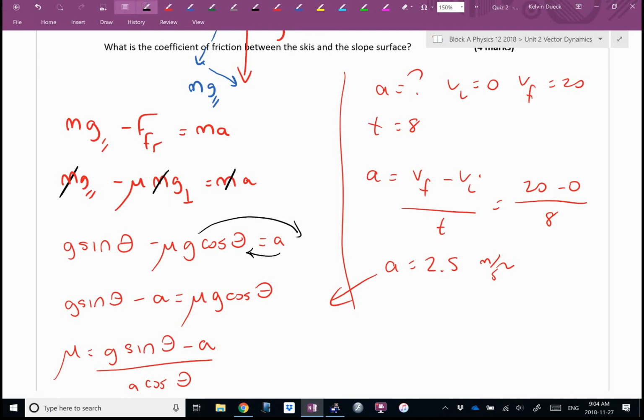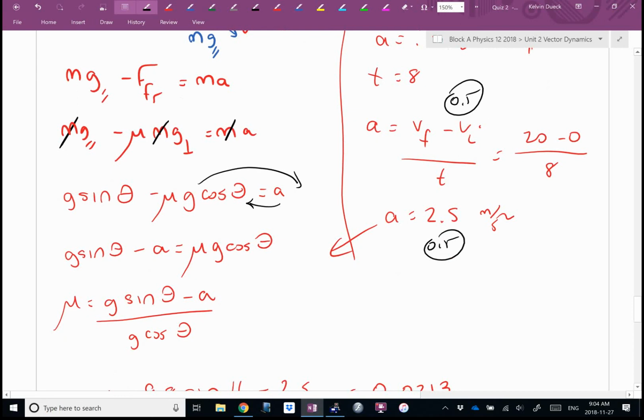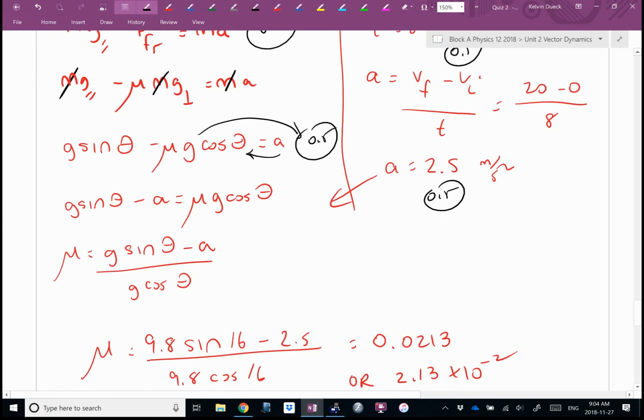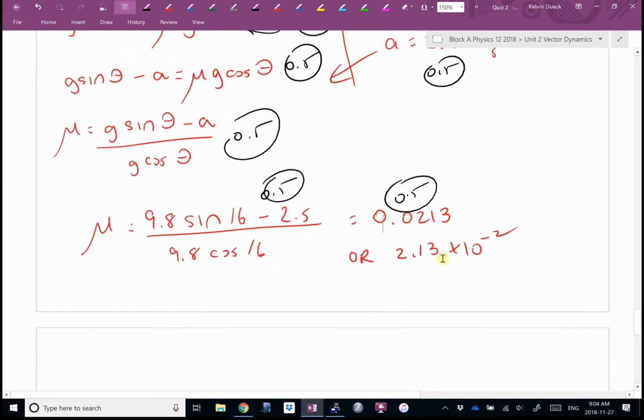Otherwise, I would probably do something like this. Half mark if I saw that, a half mark for finding the acceleration. Then I have 3 more marks to play with. 1, 2, there's 1 mark, sorry. Probably something like that. Last one.